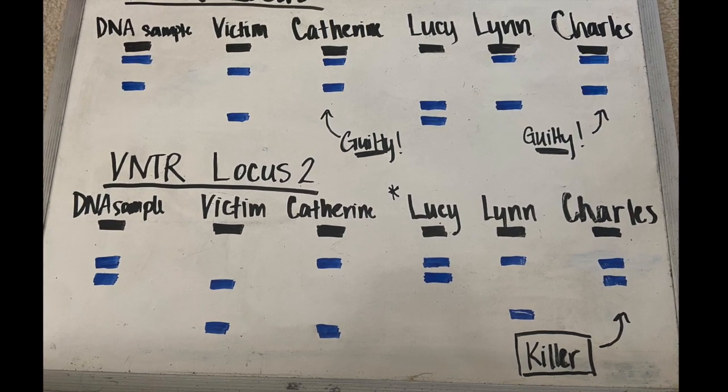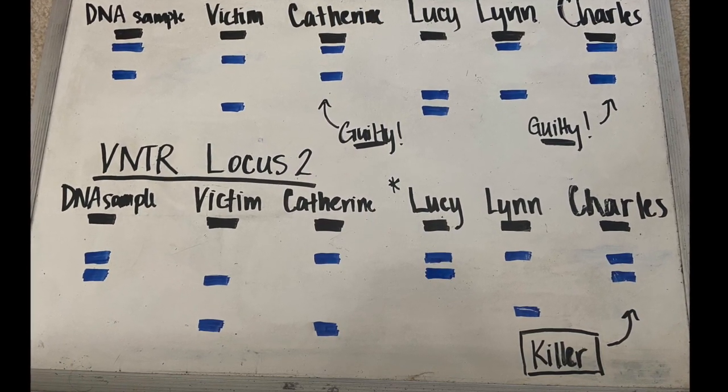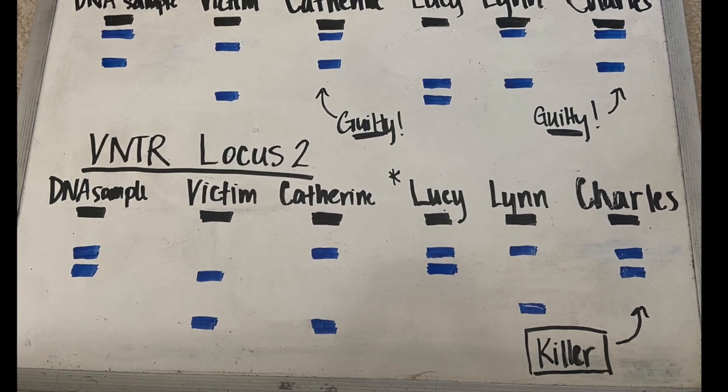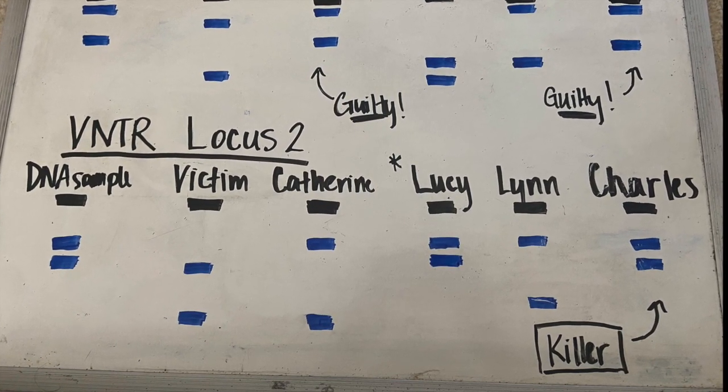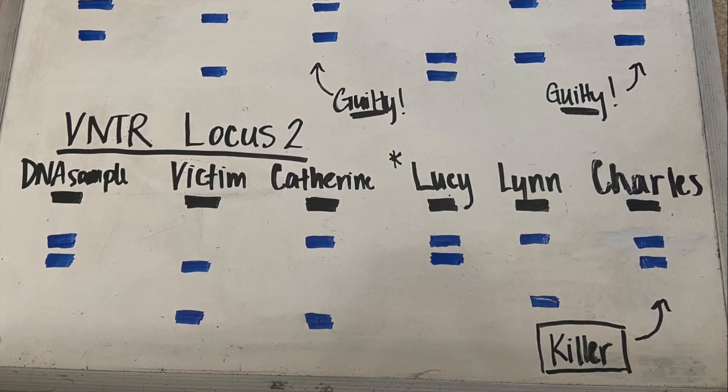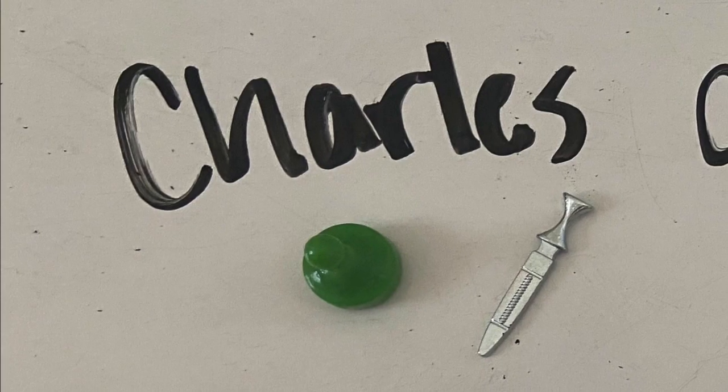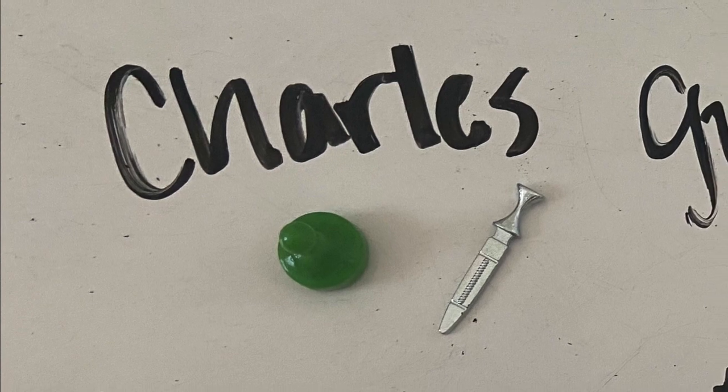However, since Lucy's bands did not match in the first locus, she is not the killer. Charles, however, is the killer because his bands match in both the loci. Charles admits that he is the killer and gets thrown in jail.